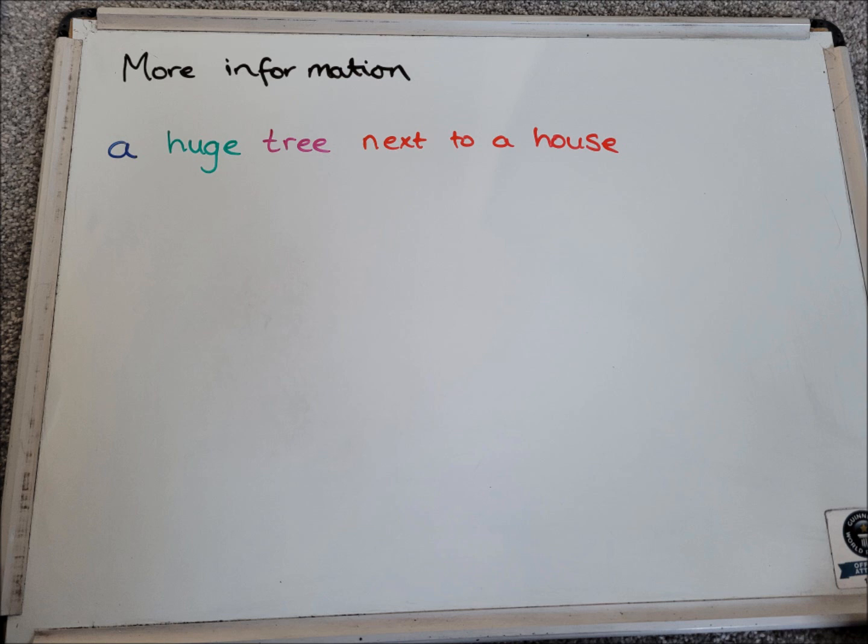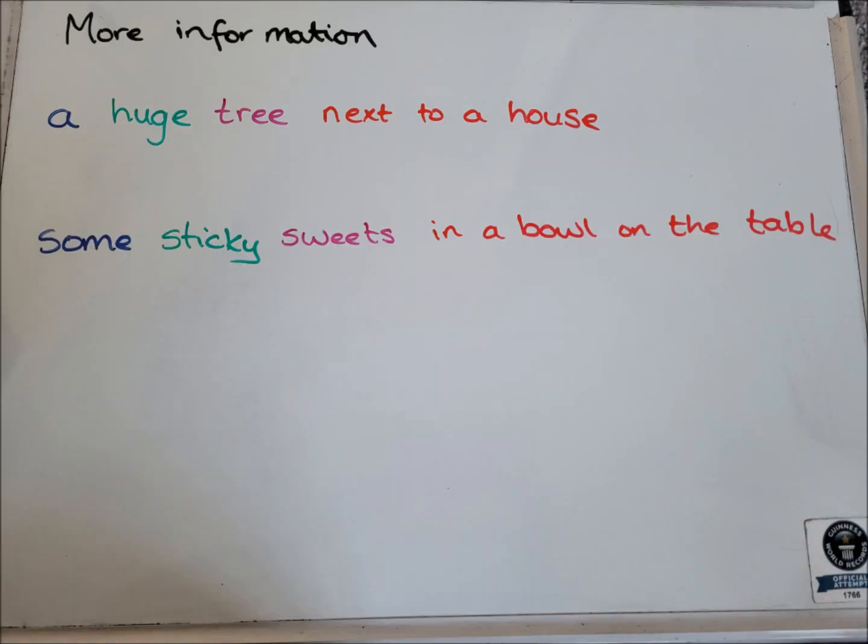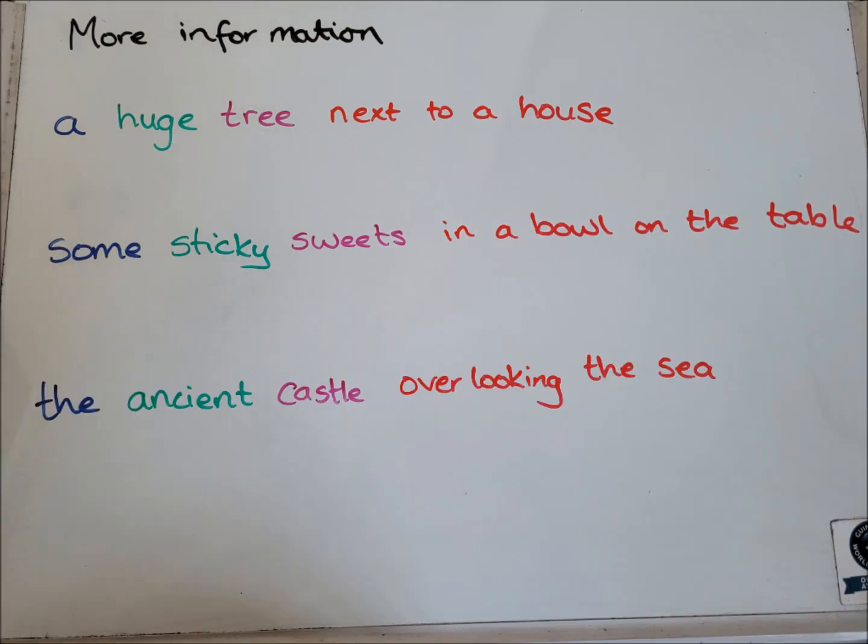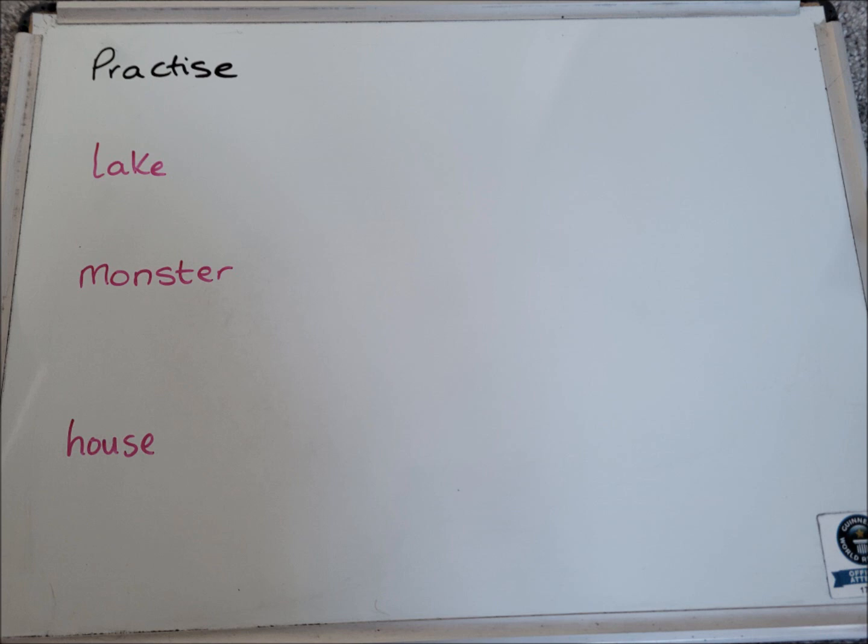Let's have a look at another one. Some sticky sweets in a bowl on the table. So by adding in that information about the location of the sweets, again, it's just adding interest to our writing. And my last example here, the ancient castle overlooking the sea. So that is the level that we're sort of thinking about for our noun phrases, because we are in primary 6 and primary 7.